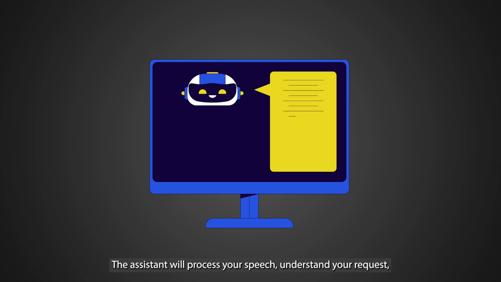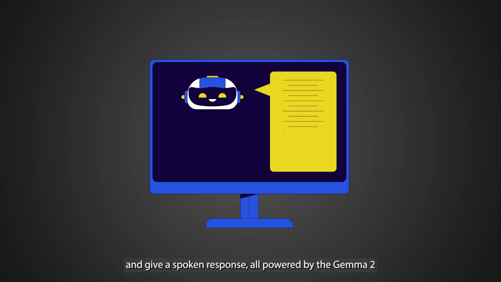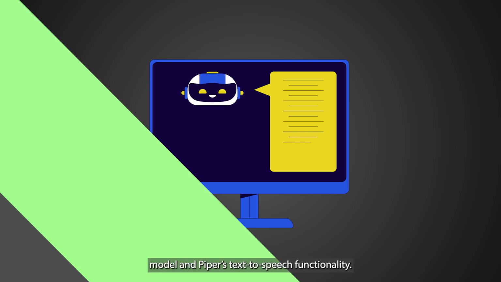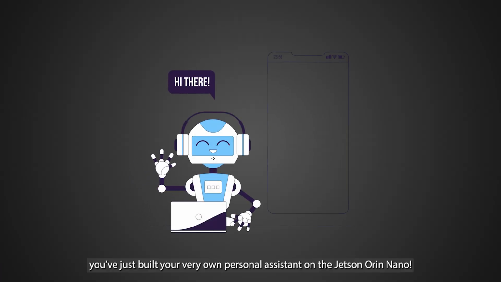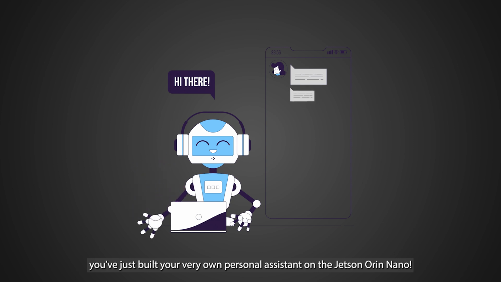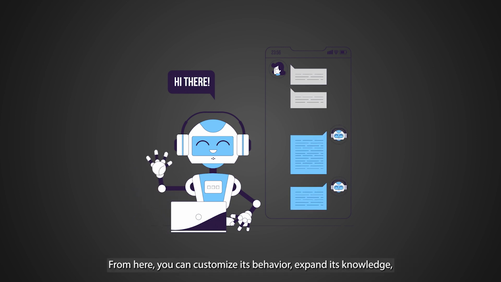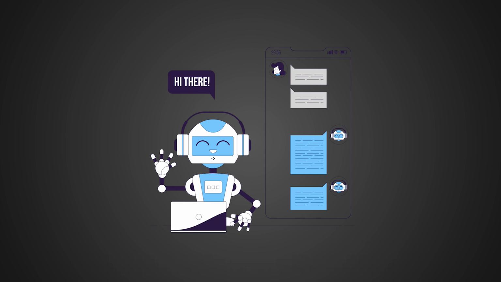The assistant will process your speech, understand your request, and give a spoken response, all powered by the Gemma 2 model and Piper's text-to-speech functionality. Congratulations! You've just built your very own personal assistant on the Jetson Orin Nano. From here, you can customize its behavior, expand its knowledge, or even change the voice to better suit your needs.